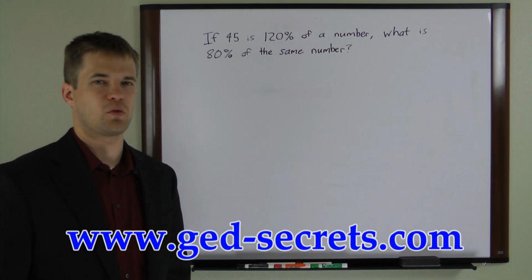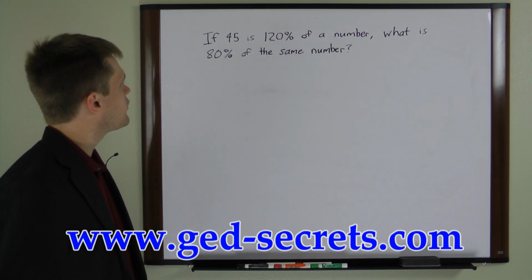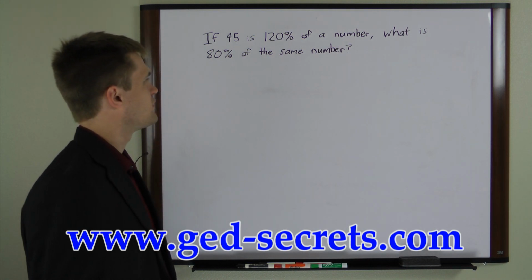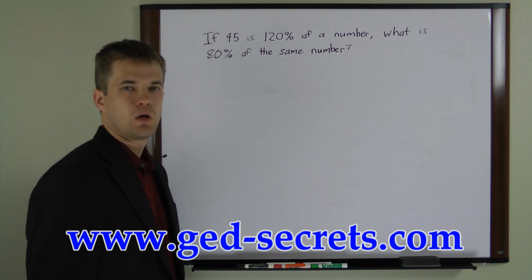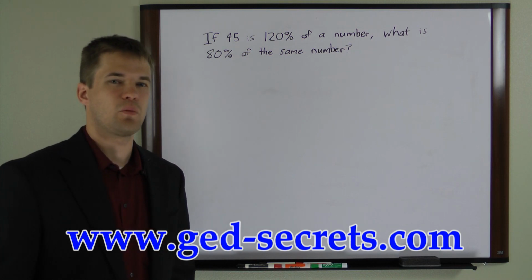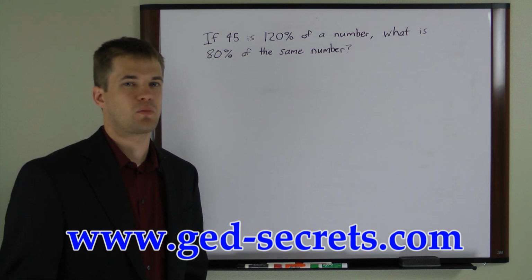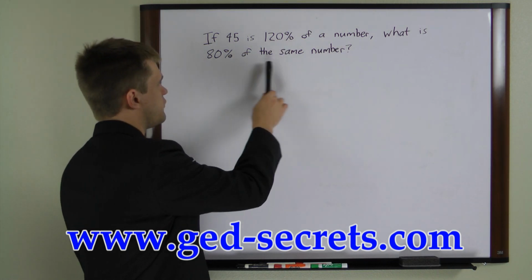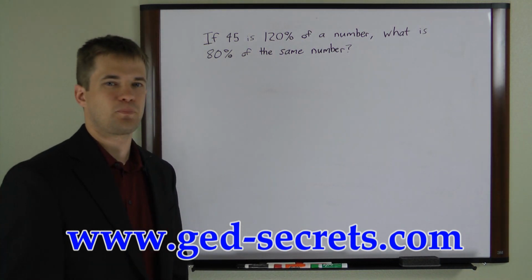Let's take a look at this problem here. If 45 is 120% of a number, what is 80% of the same number? Now what we have here is a two-step percentage multiplication problem. First we have to work backwards with one percent, and then we get to work forwards with the other percent.